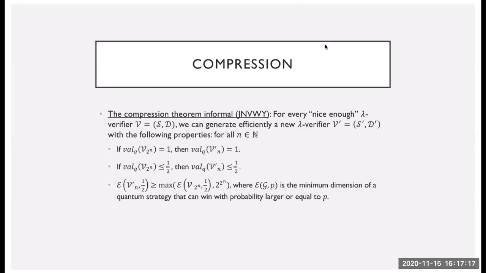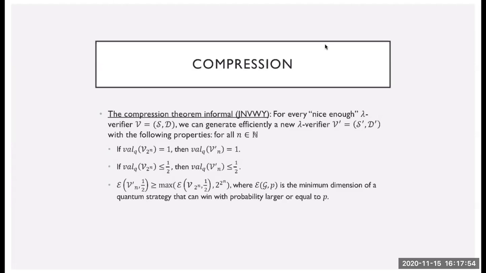Similarly, there is a soundness condition. If you cannot play the 2^n-th game very well, where very well means more than 1/2, then you cannot play the new n-th game very well. In this sense, last time we called this V' a simulator. We said that the n-th game of V' simulates the 2^n-th game of V. It simulates in the sense that it preserves a perfect value and it preserves a low value.